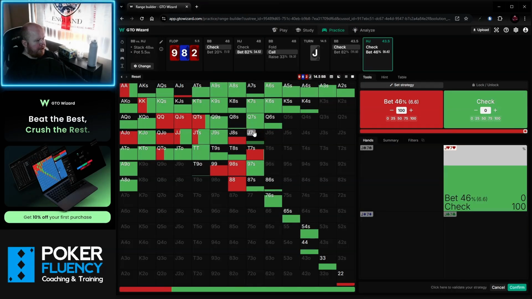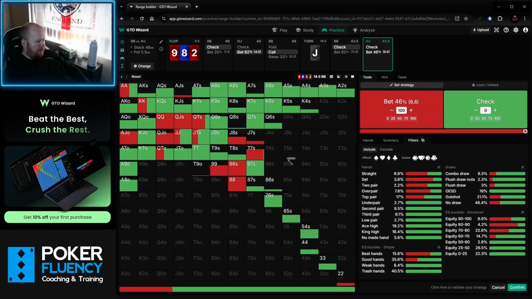That seems good. Jack 7, I don't think we really want to bet unless it's Jack 7 of hearts. Yeah, I think we can bet Jack 7 of hearts. It's top pair plus a flush draw plus a gut shot. It's a pretty good hand. So we're going to go with that.